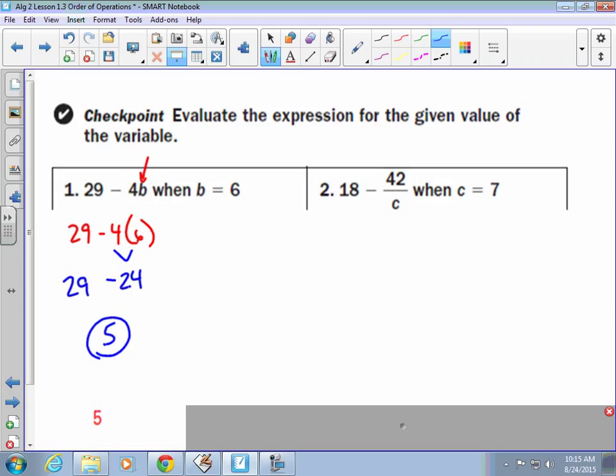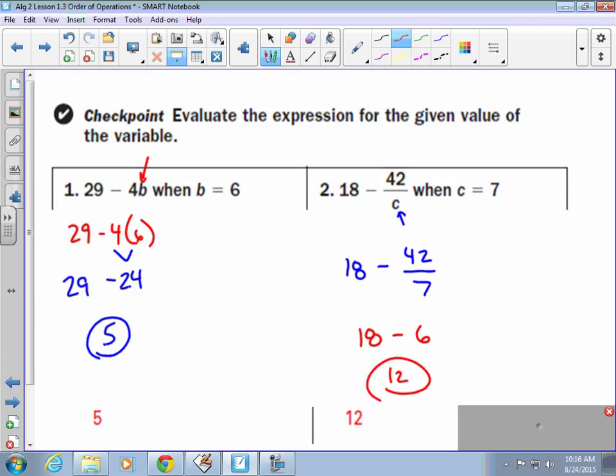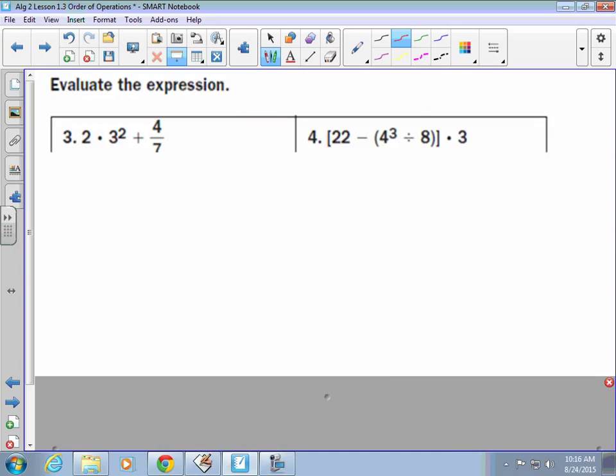Number 2 says 18 minus 42 over c when c is 7. So in place of c, we're going to plug in or sub in 7. 18 minus 42 over 7. 42 over 7 can be reduced to the number 6 because 6 times 7 is 42. So we have 18 minus 6, and then 18 minus 6 we know is 12. Again, order of operations. Please excuse my dear Aunt Sally. Don't skip division to do multiplication. Don't skip subtraction to do addition.